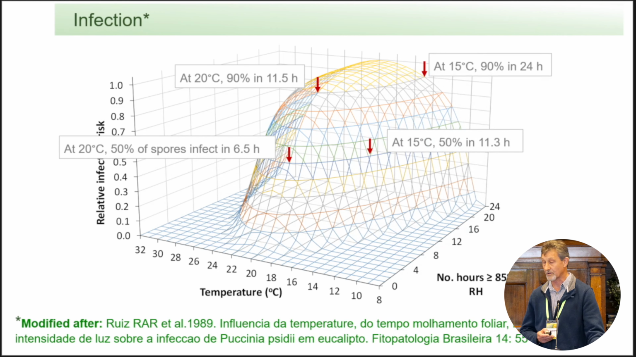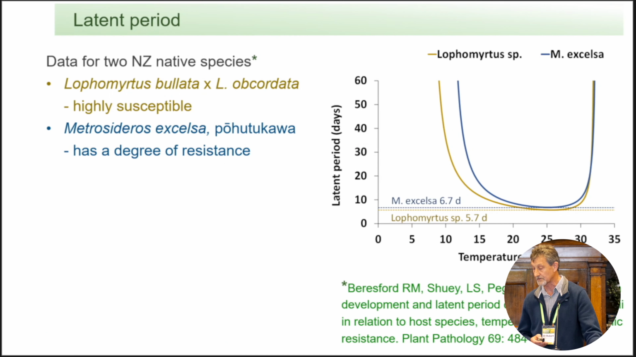So when we come down to a cooler temperature like 15, for example, it takes over 11 hours for 50% infection, and then until 24 hours for 90% infection to occur. Below about 10 to 12 degrees, there's very little infection at all, and also above 30 to 32, there's very little infection. So that response surface is the one that we have used to model infection risk.